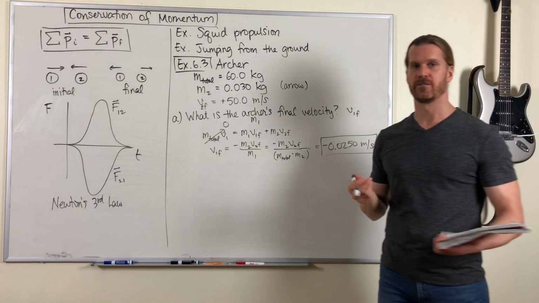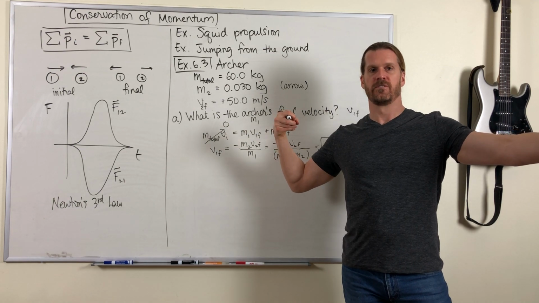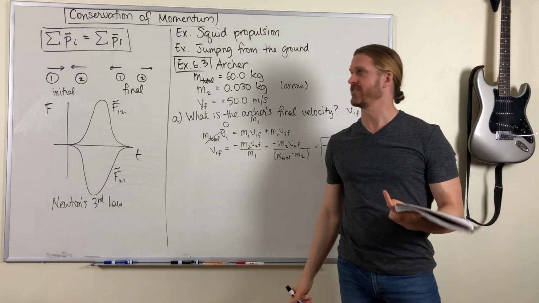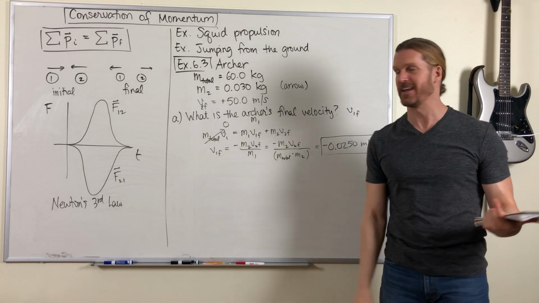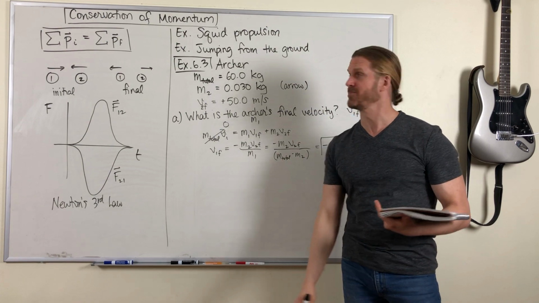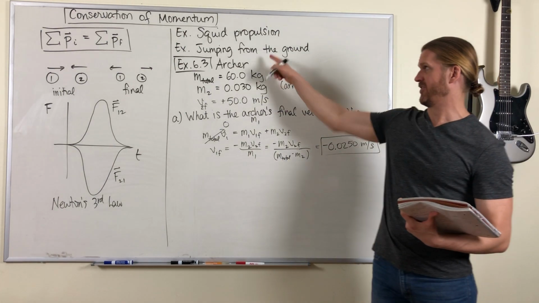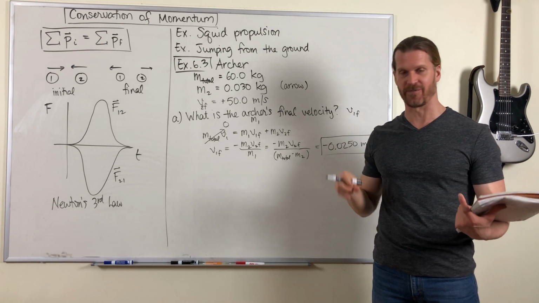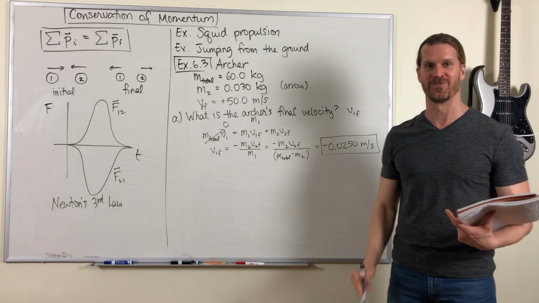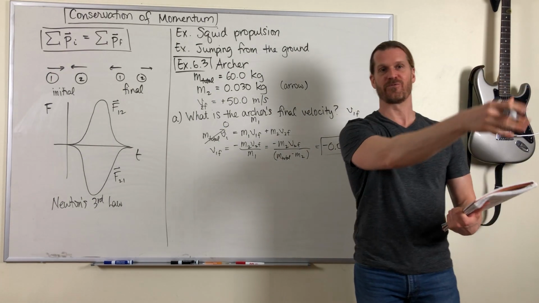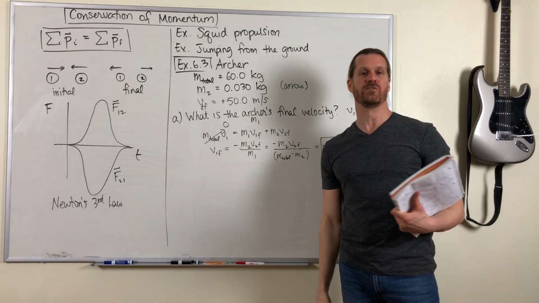So there's a recoil. When you shoot an arrow, the arrow goes that way, and you get pushed the opposite direction, because it's the same thing as a squid shooting water out behind them. It's the same thing as, well, not really the same thing, but kind of similar to jumping off the ground. You're pushing the earth away from you. That sends you moving upward. So you're shooting an arrow out from you that sends you moving backwards a little bit.